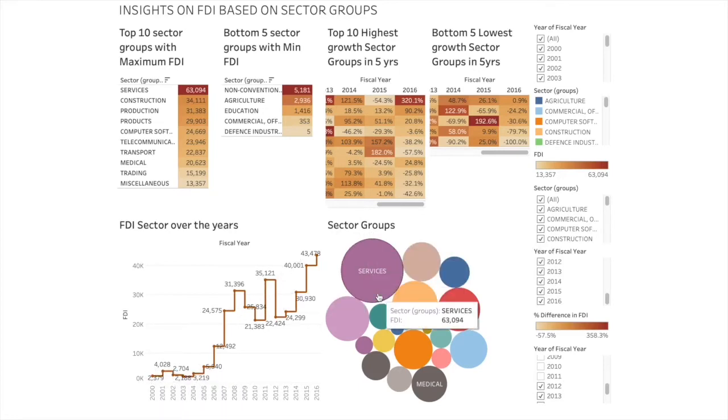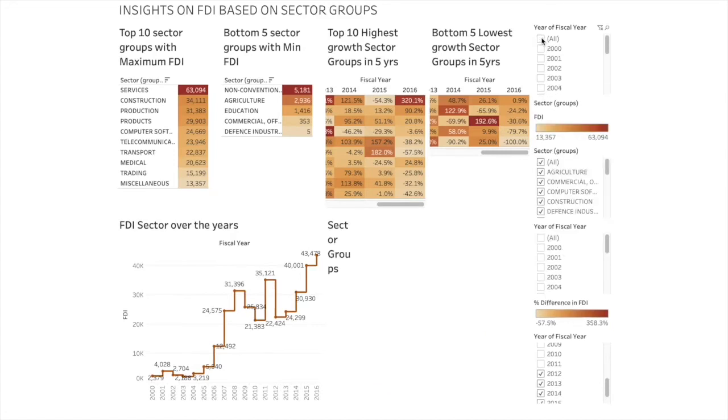On these sector groups, we can see the various sectors that I grouped, the sectors that I mentioned earlier. The raw data had a lot of sectors, so I grouped them into these particular groups that you see. The products had a lot of products under them, so I had to group them all together. We have construction, so the highest so far was services, and I think we can filter some years and see the trend over the years.